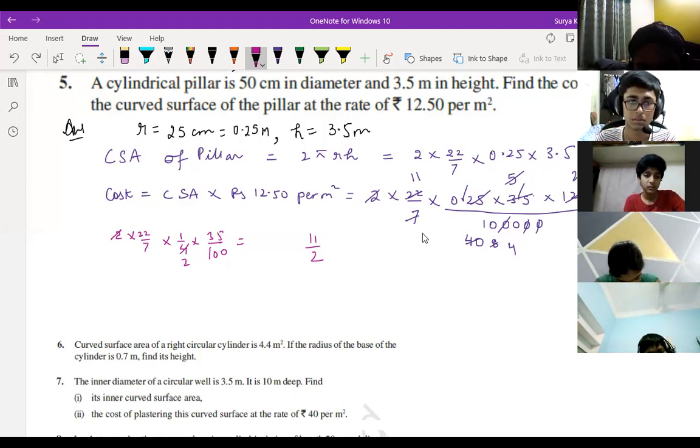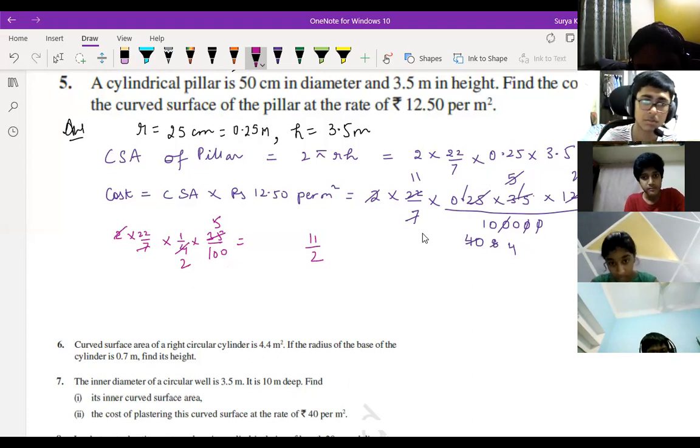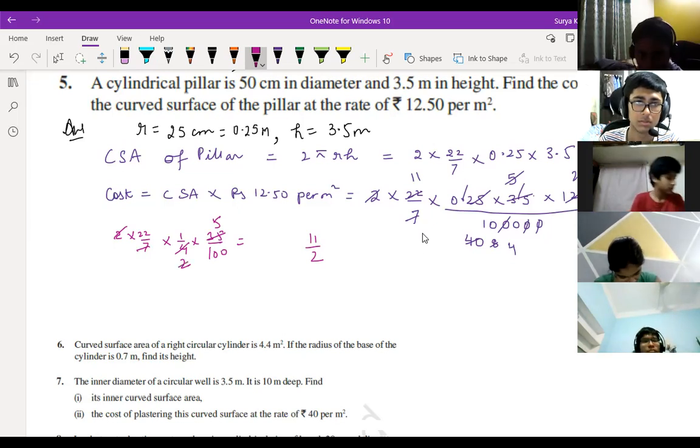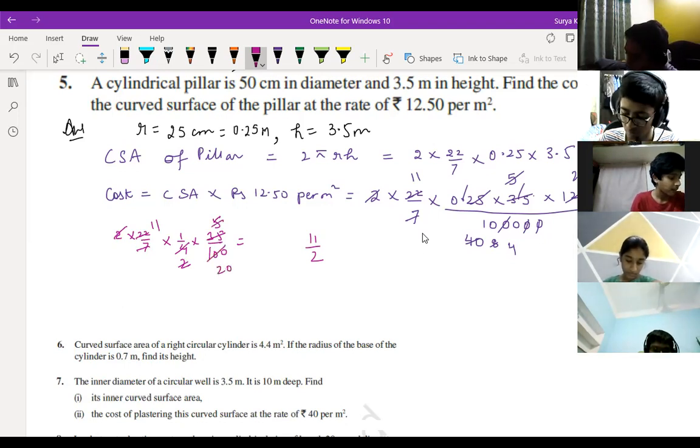Wait, once again I'm doing it here. See, 2 2s are 4, correct? 7 5s are 35. Sir, how did you get that 1 by 4, sir? 25 by 100 is 1 by 4 only, not a problem. 25 by 100. Now 2, sir, 11s. 11 by 2 is 5.5 only. Yes, sir. I also got 11 by 2, which is 5.5, and 5.5 into 12.5, that is 68.75.